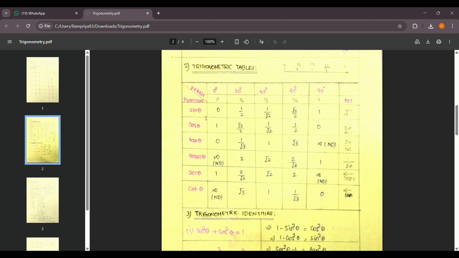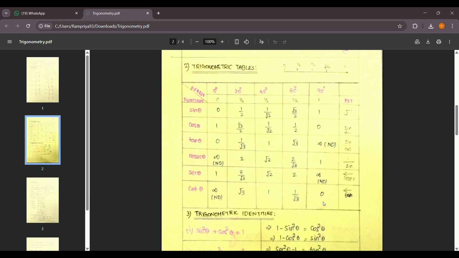And for cosecant, take the reciprocal of sin. So 1 by 0, infinity. Then you just have to invert the rest: 2 by 1, 2; root 2 by 1, root 2; 2 by root 3; and 1. For secant, you just write cosecant in the inverted way. So 1, 2 by root 3, root 2, 2, infinity. These are the values, and you can check them with the reciprocal of cos. You will get the same value. And for cot, you just have to invert tan: infinity, root 3, 1, 1 by root 3, 0.